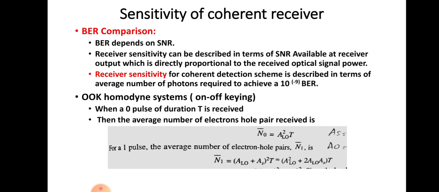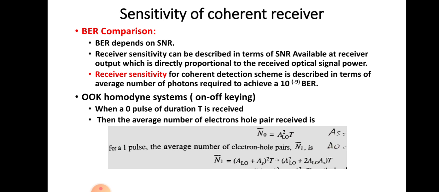That is an important point. In the case of a coherent detector, receiver sensitivity is described in terms of the average number of photons required to achieve a 10 raised to minus 9 bit error rate. So we will analyze the system for that case. First we will take the homodyne systems, that means on-off keying homodyne systems. In this case, there are two possibilities: what will happen when a 0 pulse is received, and what will happen when a 1 pulse is received.